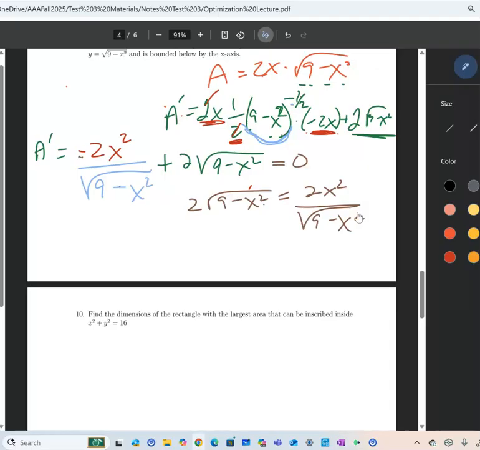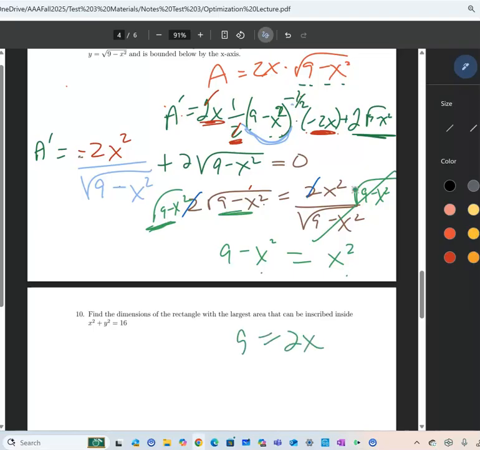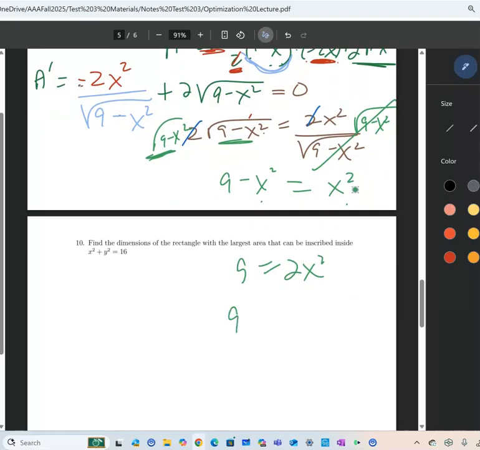All right, let's see what we got going on here. I see that I can cancel 2's right away. The next thing I'm going to do is multiply both sides by root 9 minus x squared. These two will cancel, so I'll just be left with an x squared on this side. When I multiply this radical times this radical, I get 9 minus x squared. Oh, I can add x squared over, so I get 9 equals 2x squared. So 9 over 2 is x squared.